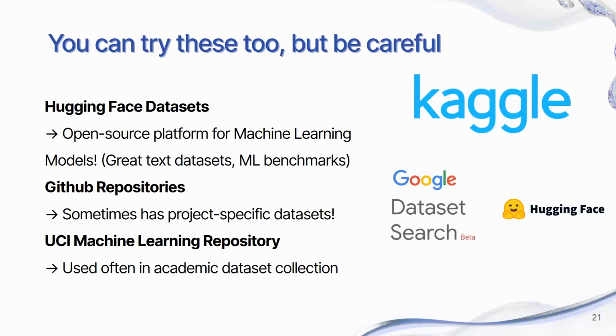Yeah. So it's an open source platform for ML models, like it says there. It provides you open source models, but also provides many data sets. If you're doing more advanced machine learning, especially regarding natural language processing or LLMs, Hugging Face data sets are some of the best data sets you can find. You can also find GitHub repositories. I'm sure we all know what GitHub is. And also the UCI machine learning repository. This is often used more in academic data set collection. Anyone have any questions?